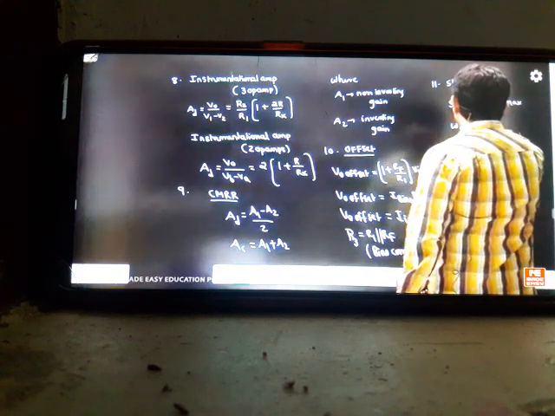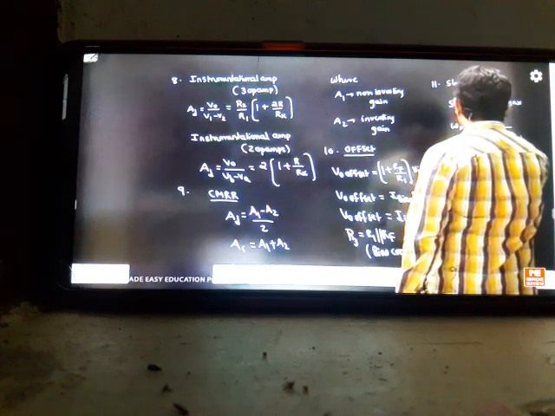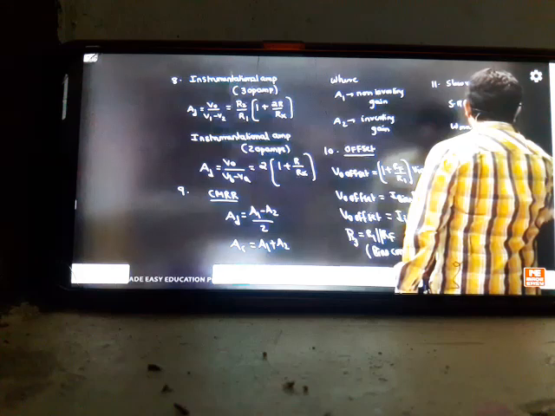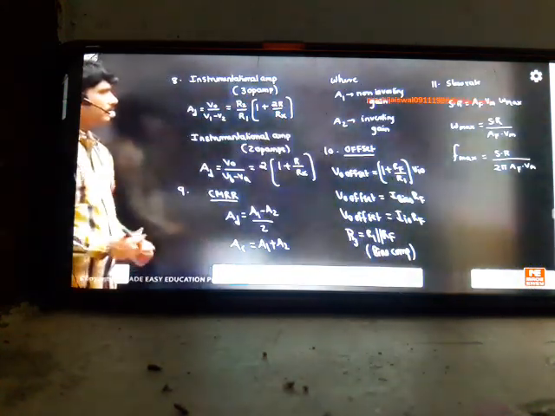That is, omega max can be written as slew rate by AF into Vm. If you want F max, we can write it as slew rate by 2 pi AF into Vm. So these are the formulas of slew rate we studied. Slew rate is a very easy formula.